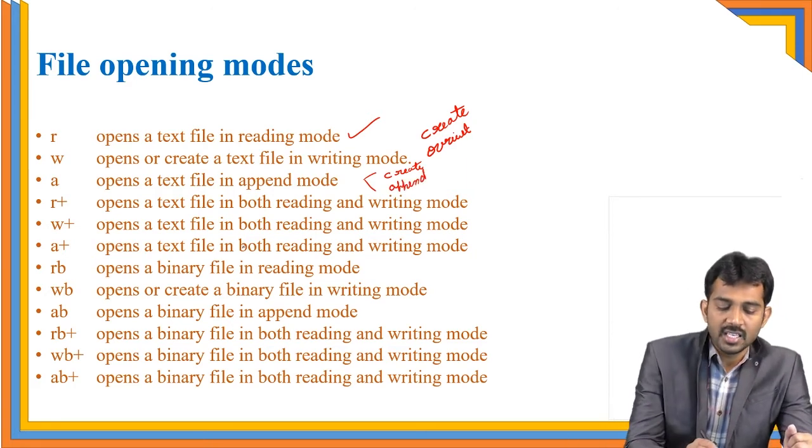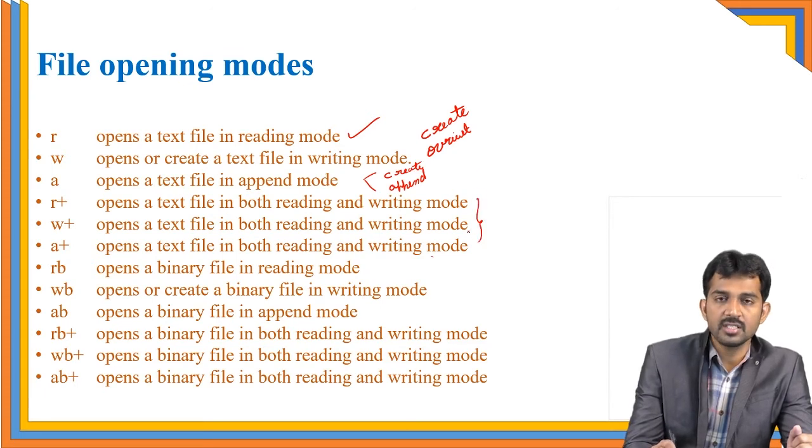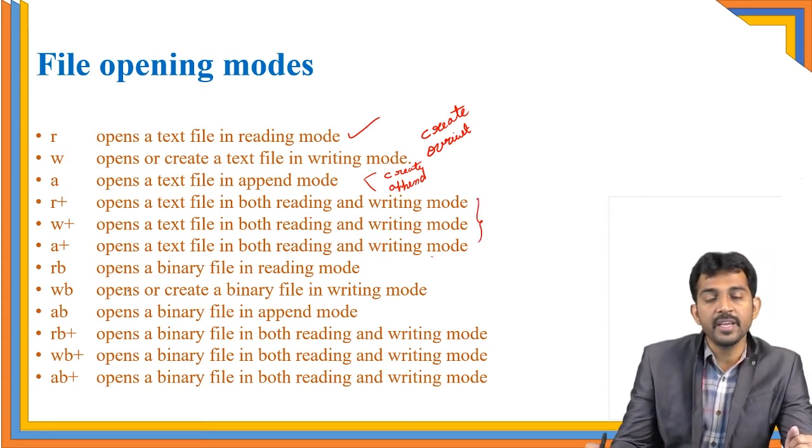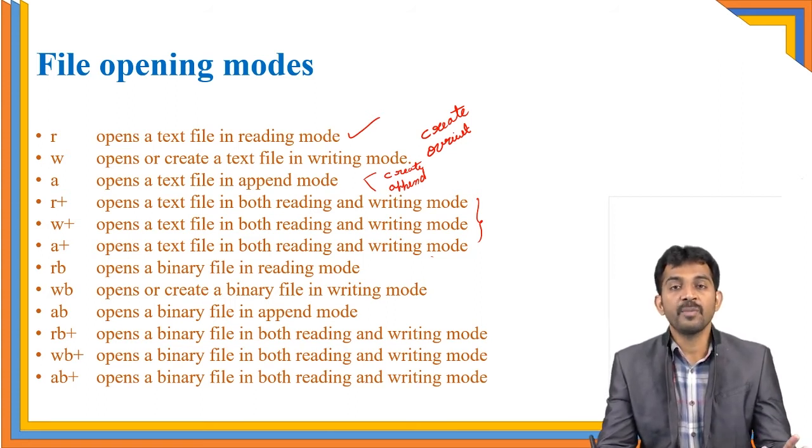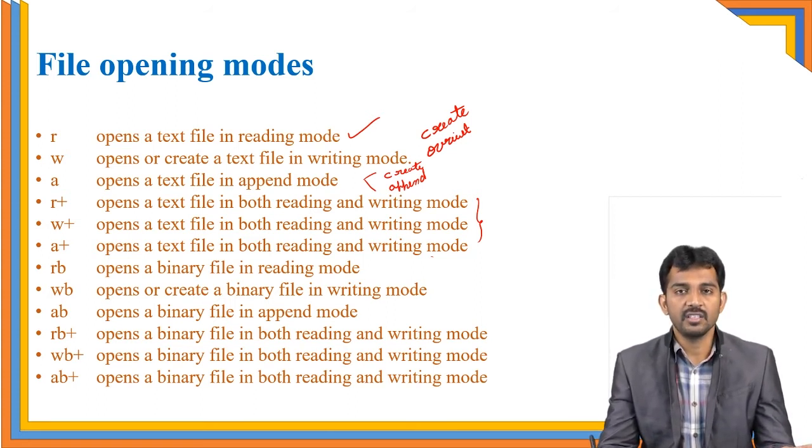And r plus mode. It opens a text file for both reading and writing. So this is also a reading and writing mode. These are the same, all the same things. And coming to rb, it means binary files: reading binary files, writing binary files, and appending binary files.